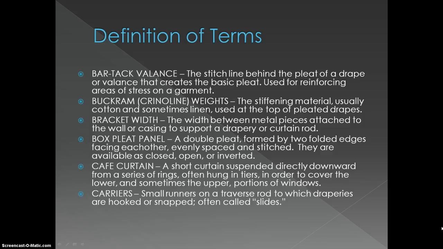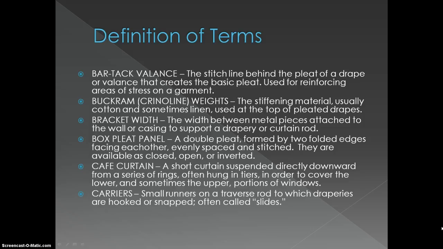A box pleat panel is a double pleat formed by two folded edges facing each other. They're evenly spaced and stitched, and they're available open, closed, or inverted. I'll be showing some pictures to go along with these words later on in the presentation.